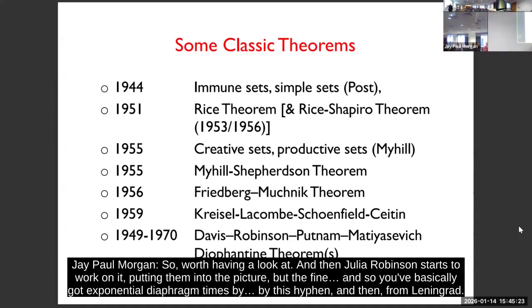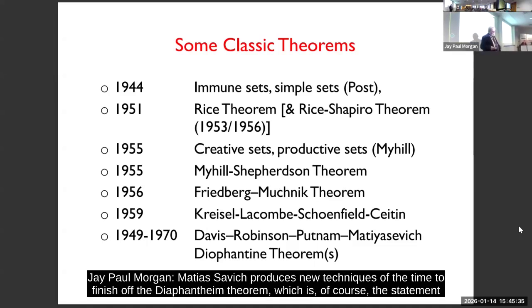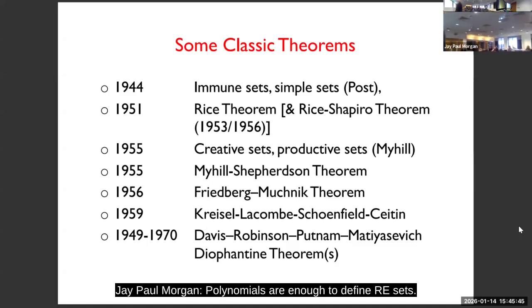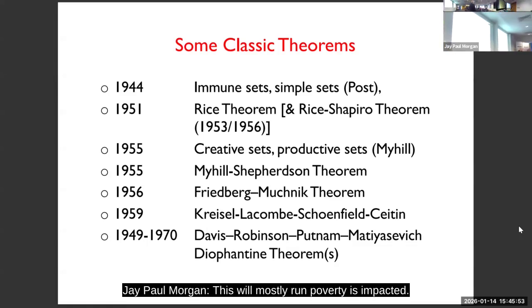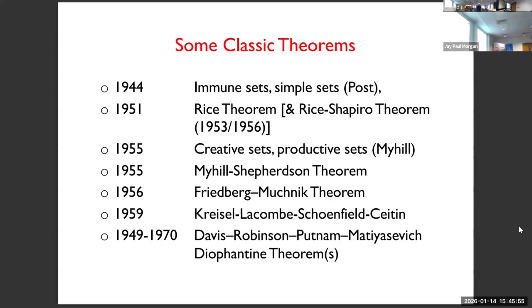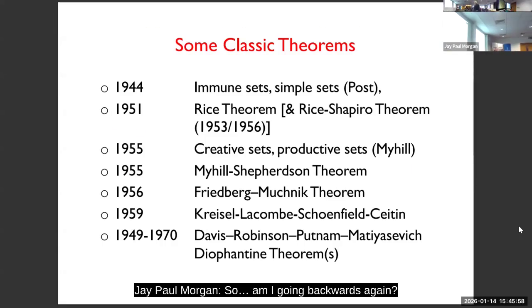And then Julia Robinson starts to work on it, Putnam enters the picture, and so you've basically got exponential Diophantine. And then from Leningrad, Matiyasevich produces new techniques to finish off the Diophantine theorem, which is, of course, the statement that polynomials are enough to define RE sets. Okay? Definability. A simple multi-variable polynomial is enough.